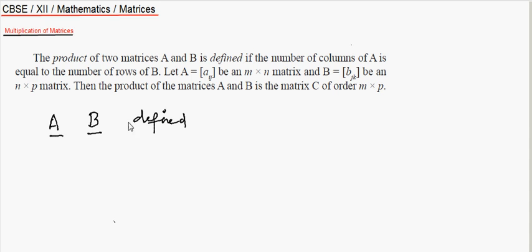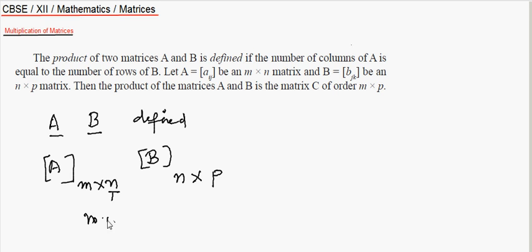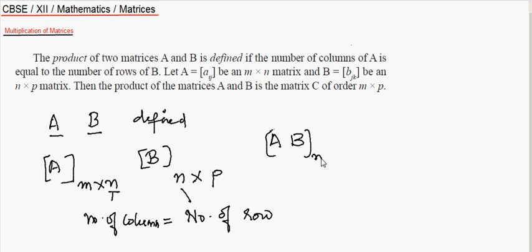What do you mean by defined? First see the order of matrix A. Say, in general, it is of order m by n, and matrix B should be of order n by p. That means the number of columns of matrix A should be equal to the number of rows in the second matrix. If this is equal, then only the product is defined, and matrix AB is of the order m by p.